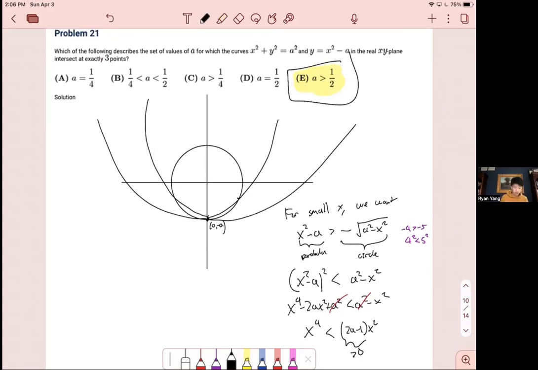Yay. So yeah, the idea is to consider right at like x equals 0.0001. If the parabola is below, it's never going to hit the circle again. If it's above, it's going to have to hit the circle because it's inside the circle at that point and has to leave eventually. And so yeah, if a is greater than 1/2, then it intersects at 3 points.